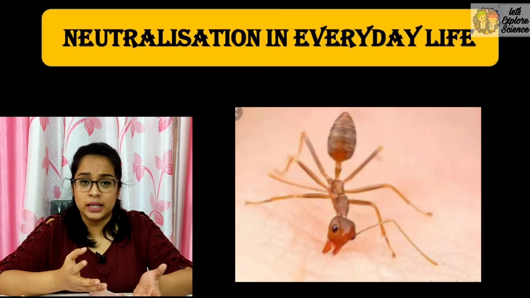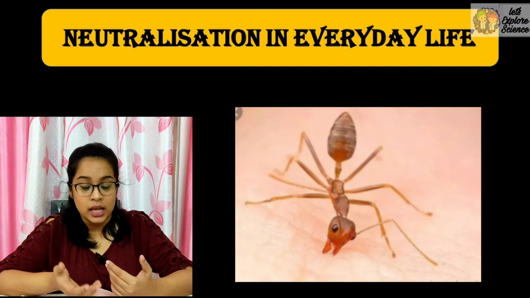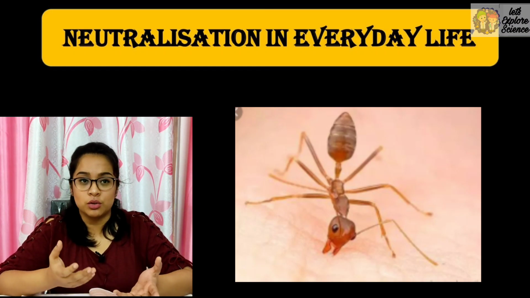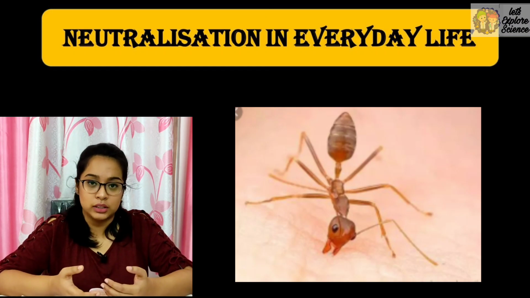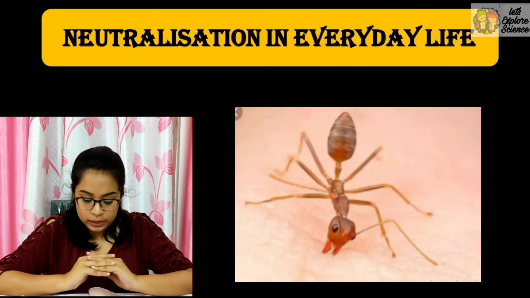See, actually this means the ant sting contains formic acid, that is an acid, and if you apply the base such as baking soda or calamine solution, then that will neutralize the effect and you will get the relief.